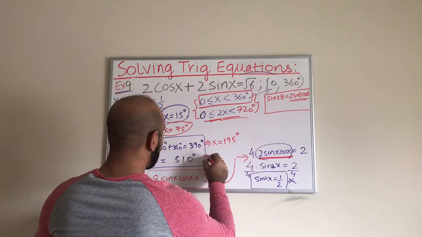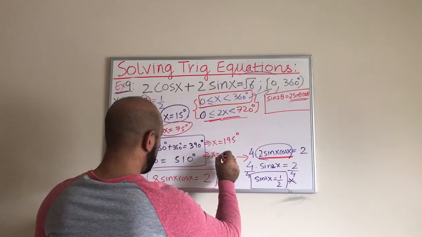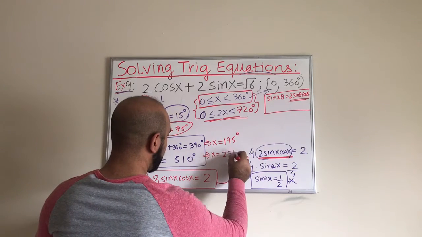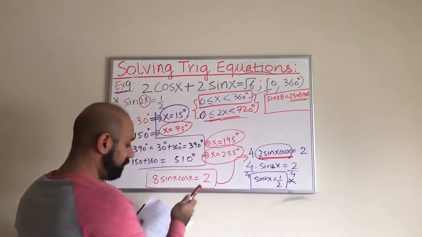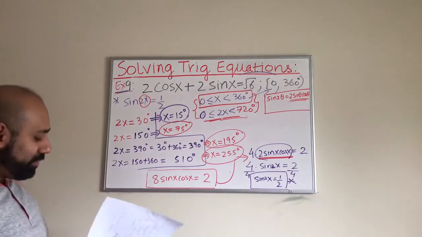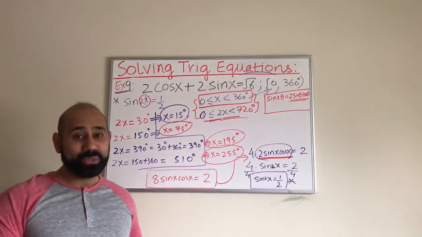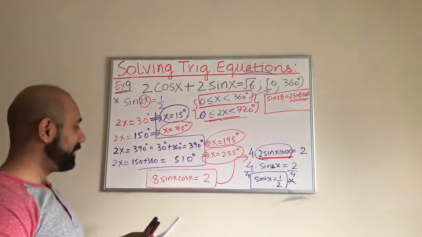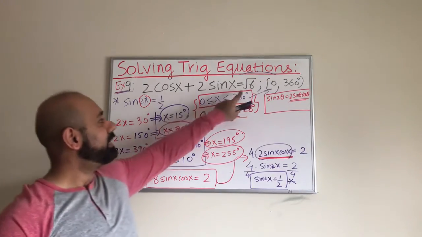Yeah, and then this implies x is 255 degrees. Guys, these are the 4 values for x. Now, one would say that, okay, we have 4 values and those are the answers, or those are the solutions for this particular equation. But guys, keep in mind this has a radical in there.